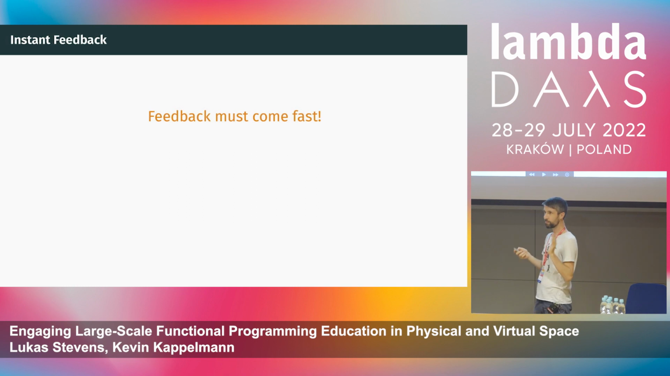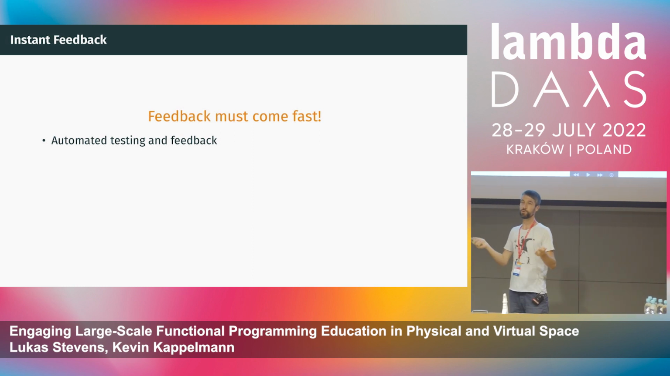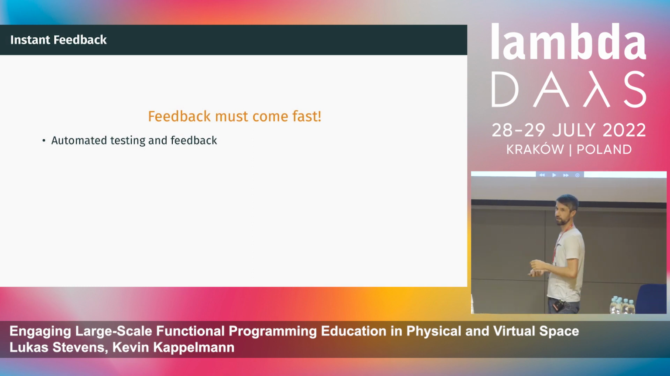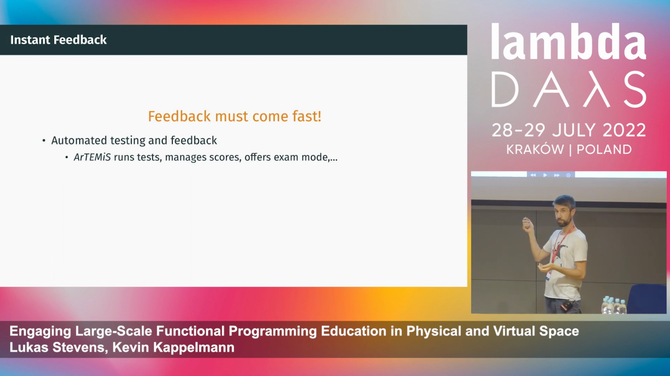And also, we, of course, did not just adhere to that principle because we're very nice teachers, but it was necessary to give quick feedback because we had to automate everything. There was no chance we could grade 1,000 submissions every week. So we had to automate everything. And what do you need to run a course and automate everything in functional programming? For example, you need something that runs the tests and manages the scores and so on. We used Artemis for this purpose. It's a tool developed at our university.